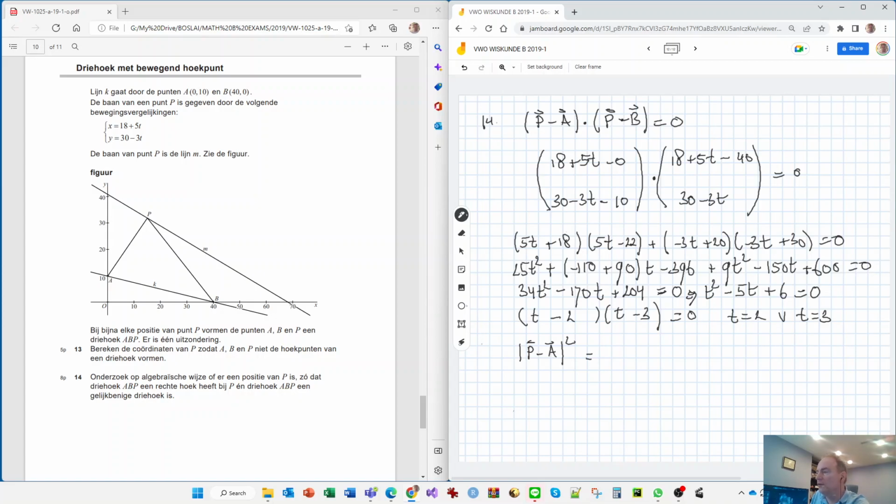And so, let's do it for t equals 2. I get 18 plus 10 squared, plus, let me just, because I'm getting out of space, 18 plus 10 is just 28. 28 squared. 30 minus 6 is 24.